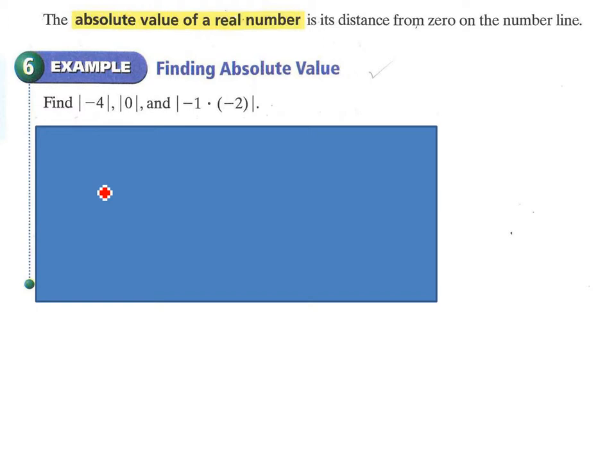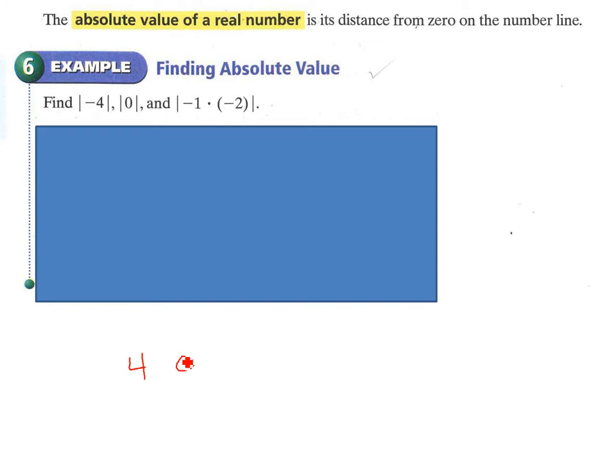All right, last one. Here we go. Let's bring this thing home. Absolute value of a real number is its distance from 0 on the number line. All right, so we're just looking at its value. We don't care about its sign. So absolute value of negative 4, 4, absolute value of 0, 0.